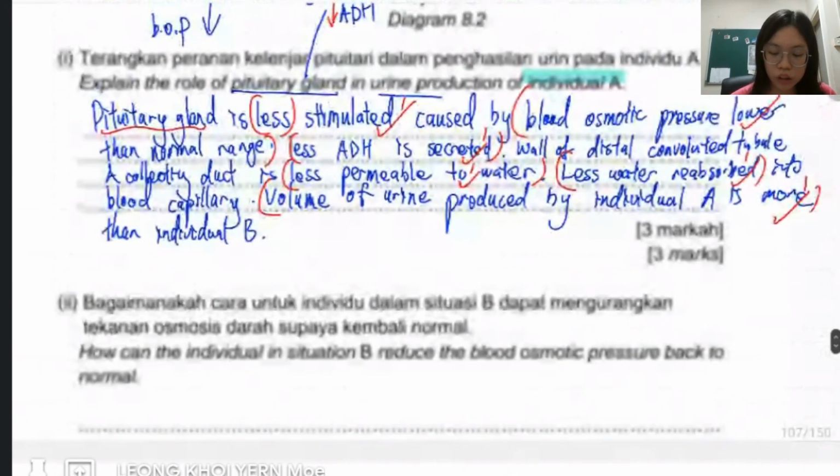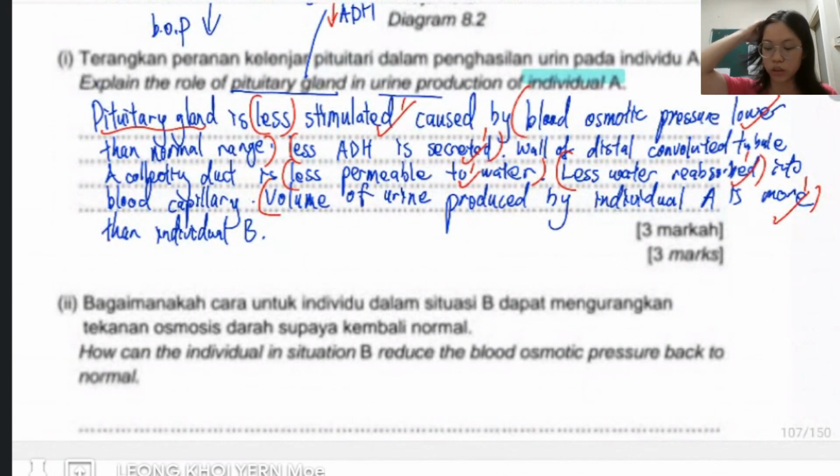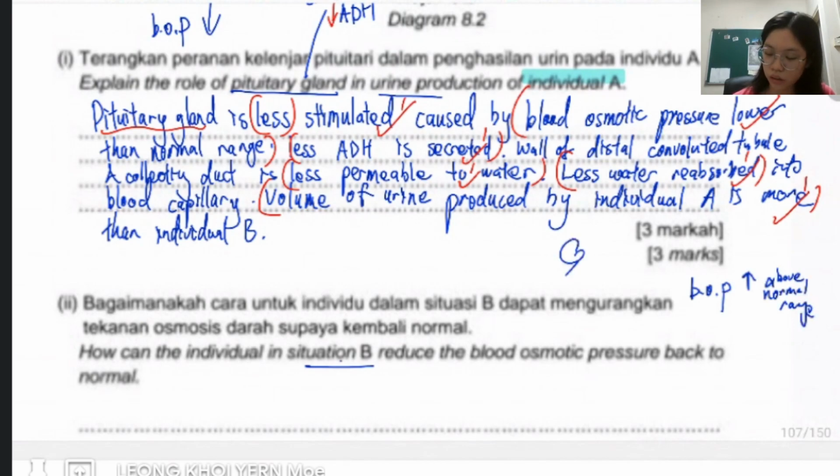So how does the individual in situation B reduce the blood osmotic pressure back to normal? It means that his blood osmotic pressure is higher, basically above the normal range. Since he sweats a lot, a lot of water is lost from his body, so it contains a lot of dissolved substances. A lot of dissolved substances indicates higher blood osmotic pressure.